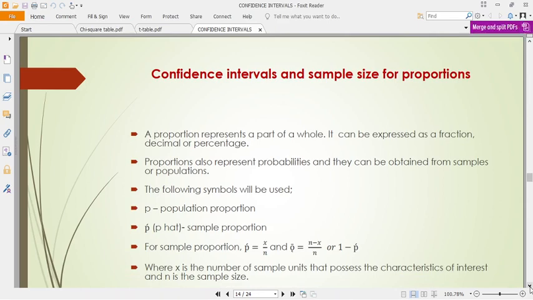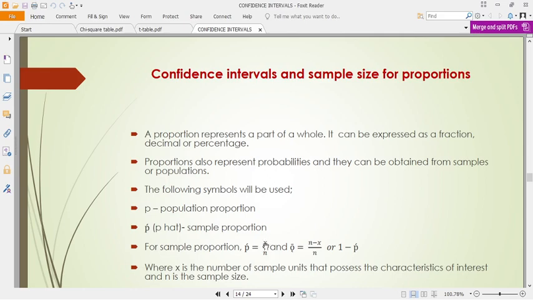So proportion can be expressed as a fraction, a decimal, or a percentage. They also represent probabilities that can be obtained from samples or populations. We shall be using the following symbols: P meaning population proportion, P hat meaning sample proportion, and sample proportion is given by x over n, where x is the number of sample units that possess the characteristic of interest, and n is our sample size.